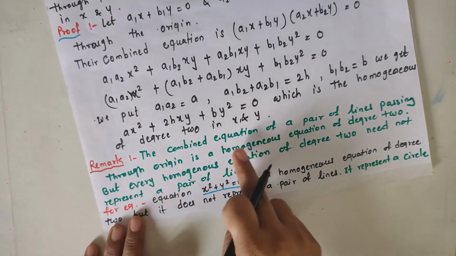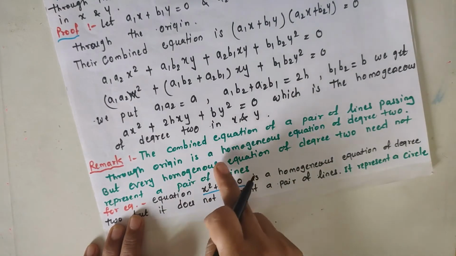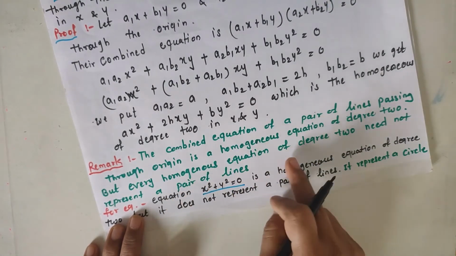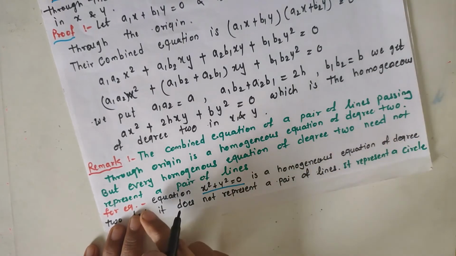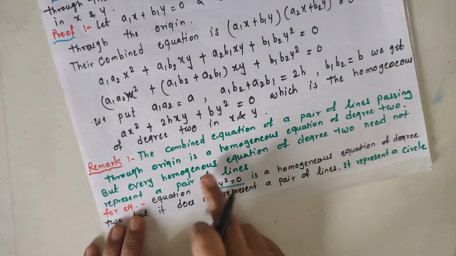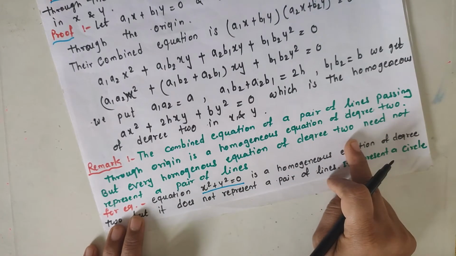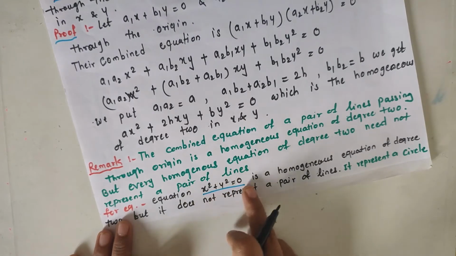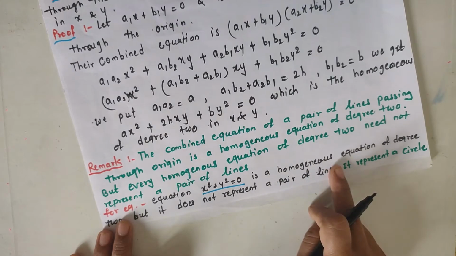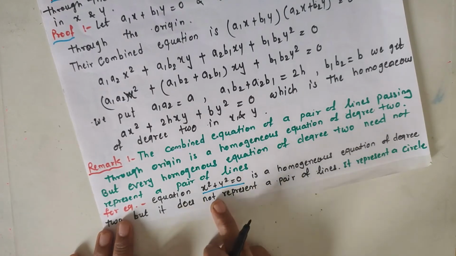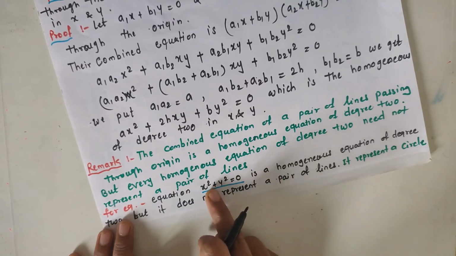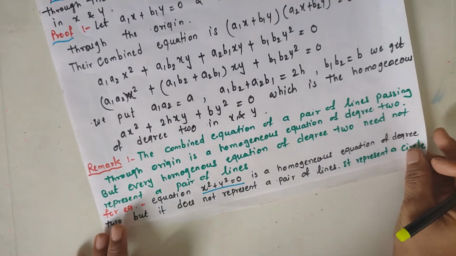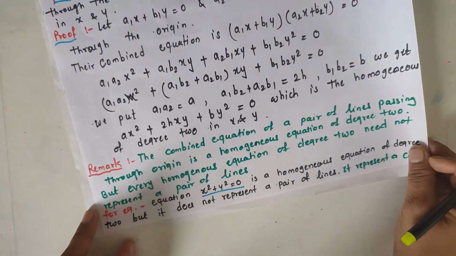Student, here note that the combined equation of pair of lines passing through the origin is a homogeneous equation of degree 2, but every homogeneous equation of degree 2 need not represent a pair of lines. For example, the equation x square plus y square is equal to 0 is a homogeneous equation of degree 2, but it does not represent a pair of lines. This equation represents a circle. So we can say that every homogeneous equation of degree 2 need not represent a pair of lines.